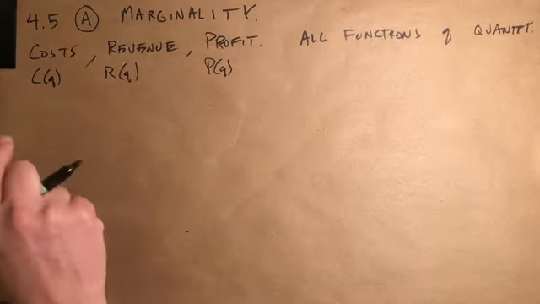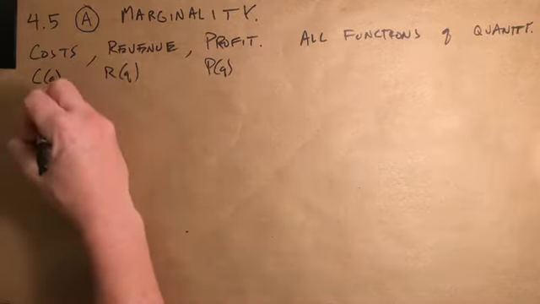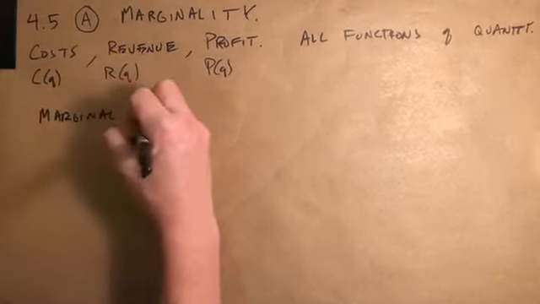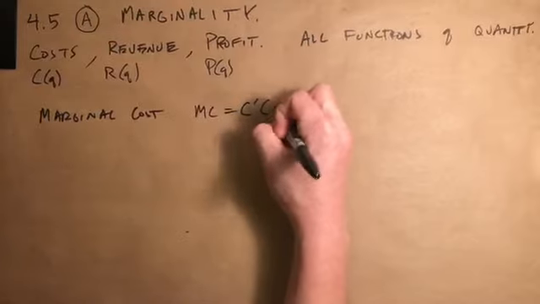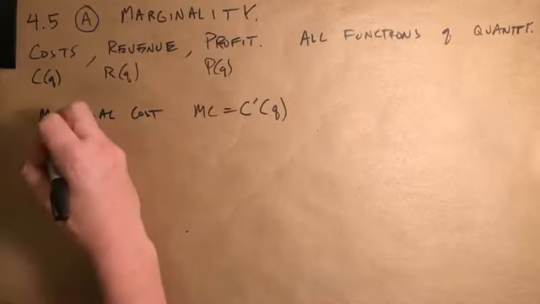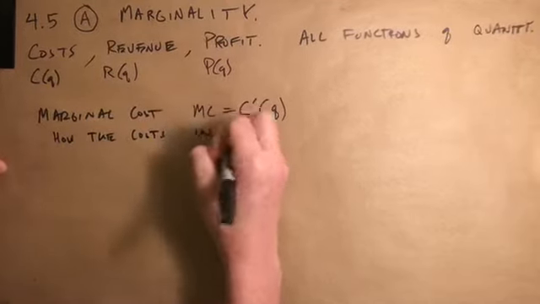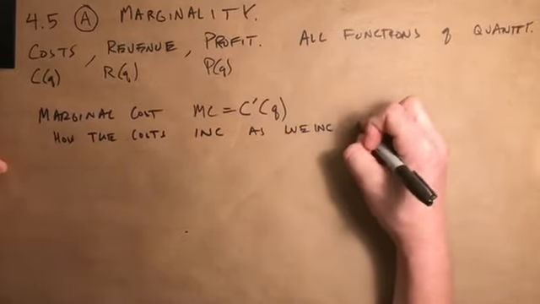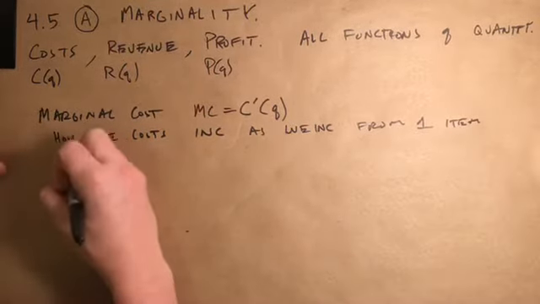We're talking about how things change as we increase from one item to the next. And that's really a derivative item. We're going to define the marginal cost, MC, as the derivative of C with respect to Q. And where this comes from is this is how the costs increase as we increase from one item to the next.